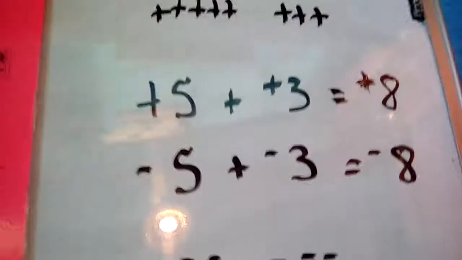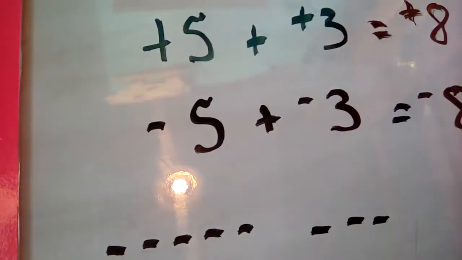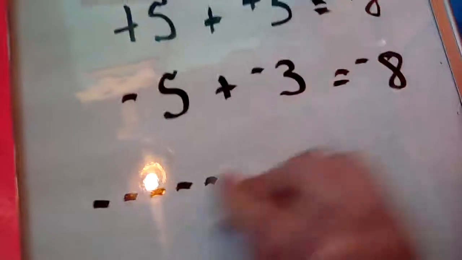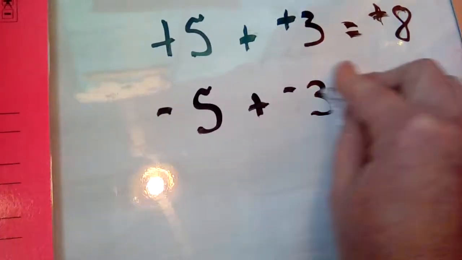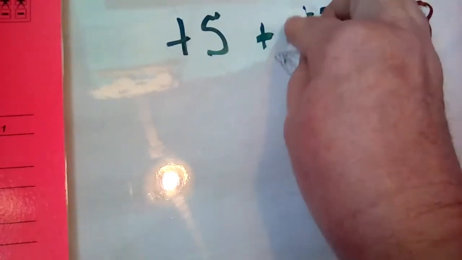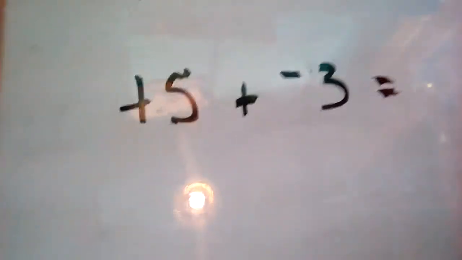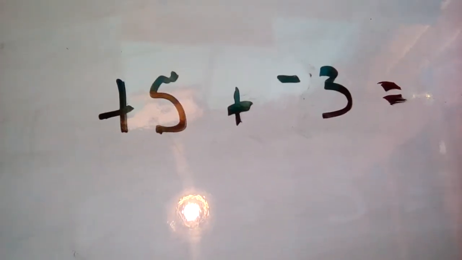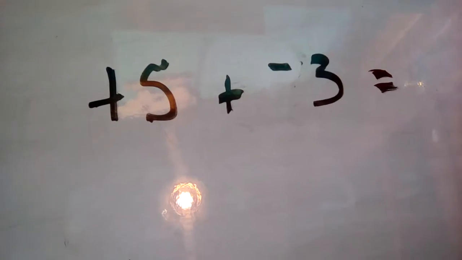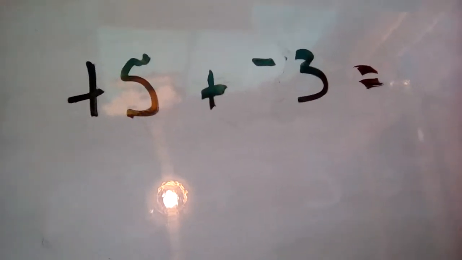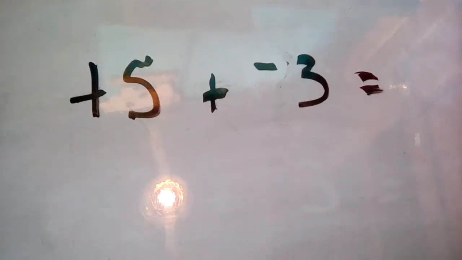And then if we have different signs, so let's say we have +5 and we add a -3 to that, right? We're going to end up with a +2. It's almost like taking away the $3, right?